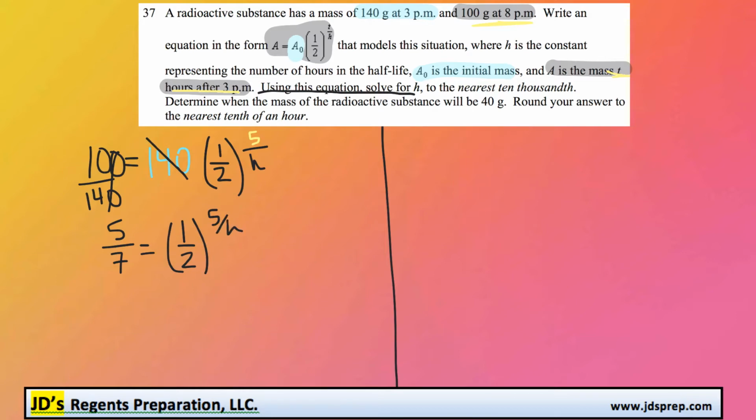Now, because our variable is in the exponent here, we're going to use that trick where we take the log of both sides of the equation here. So if we take log of this and log of this, that's okay, we can do that. And that's useful because now we can use that trick where we take this exponent and flip it over to the front. So let's see what that would look like now. If we take log 5/7, it's going to equal 5 over H multiplied by log of 1/2.